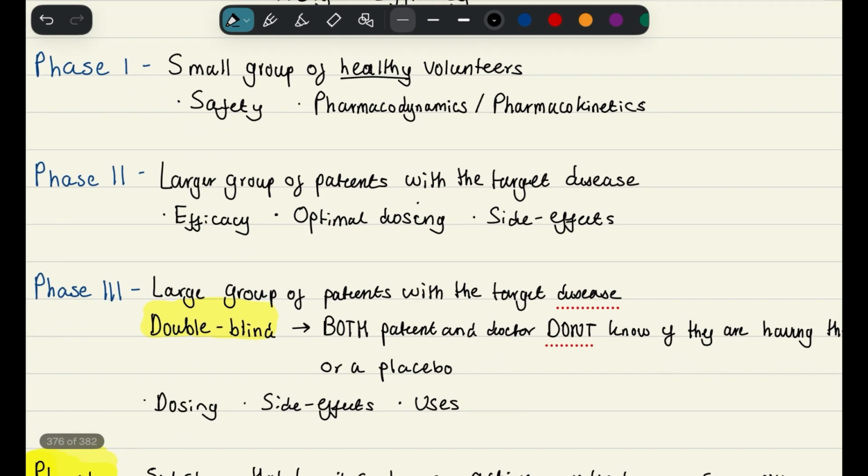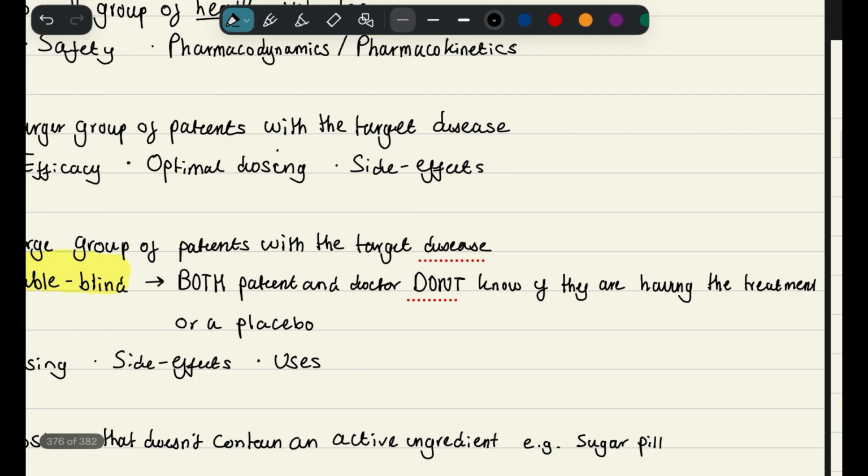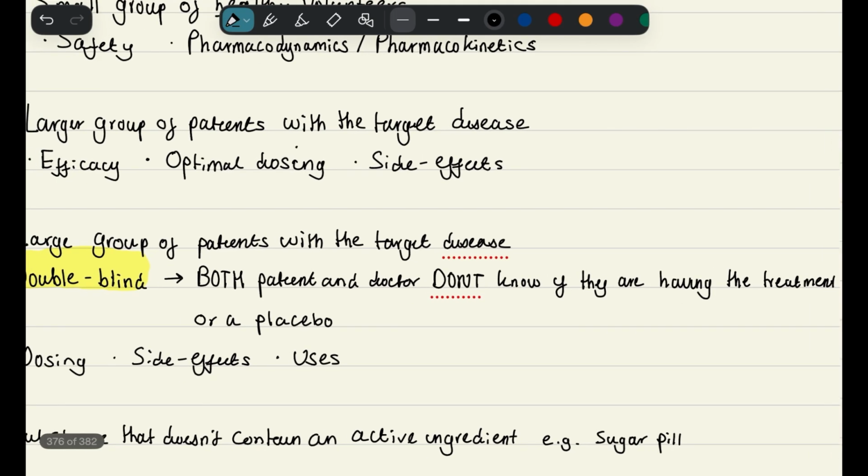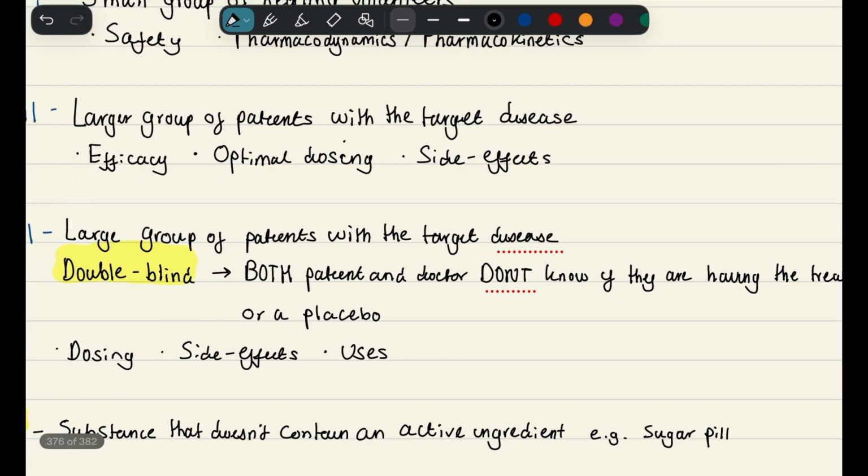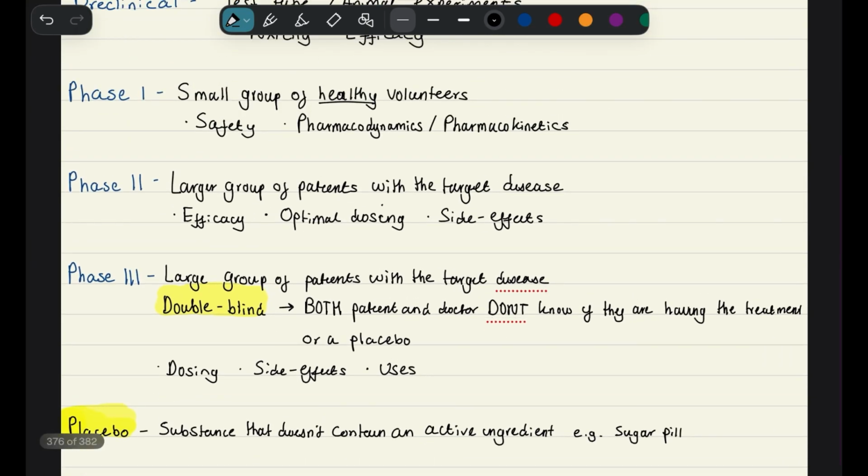Now in phase 3, this is when it gets a bit bigger. You get your large group of patients with the target disease, and you get a double-blind trial. In terms of a double-blind, you may be asked to define this. You're saying both the patient and the doctor or the researcher don't know if the patient is in the treatment group or the placebo group. And just to clarify, a placebo is a substance that doesn't contain the active ingredient, for example, a sugar pill. It's always nice to put an example in the exam.